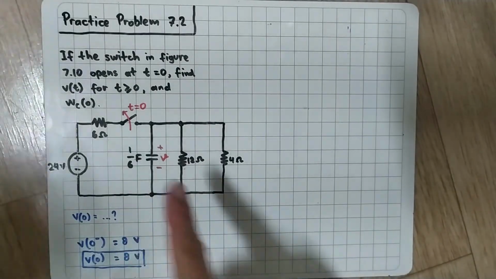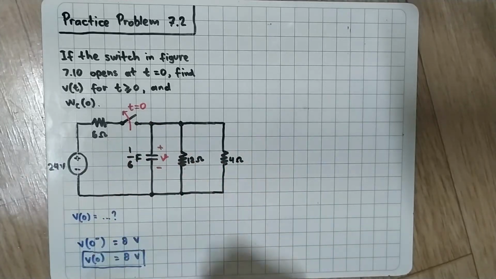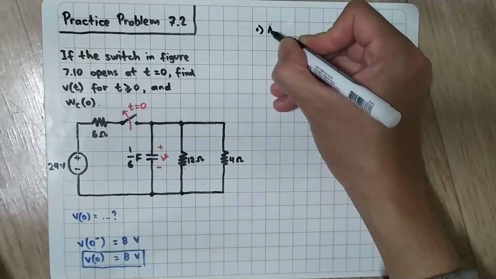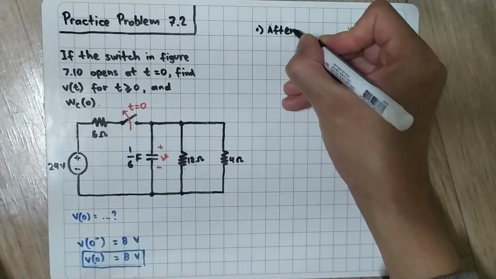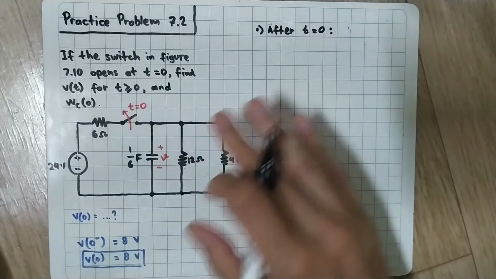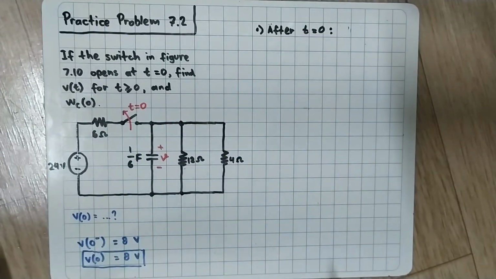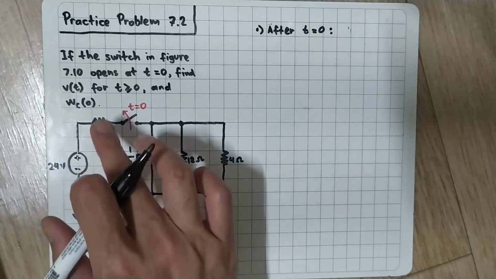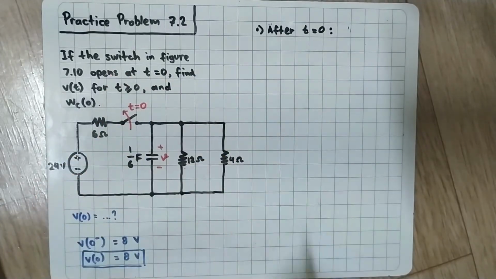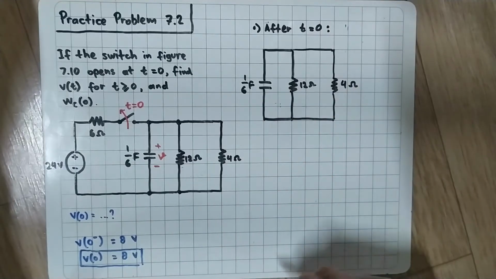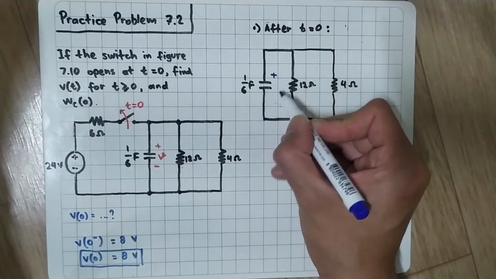And now at t equals 0, the switch is turned open. So after t equals 0, after the switch turns open, our circuit will be without this 24 volt voltage source and 6 ohm resistor. So only the rightmost part. Let's draw that circuit. So now I only have the capacitor and the 2 resistors here, and this is our V.